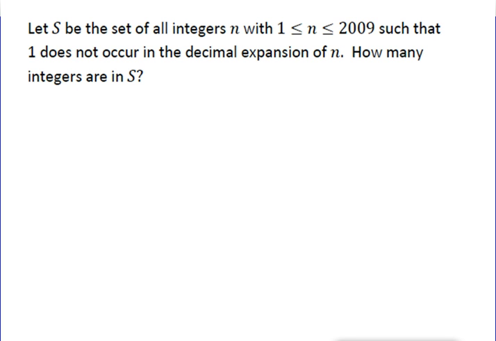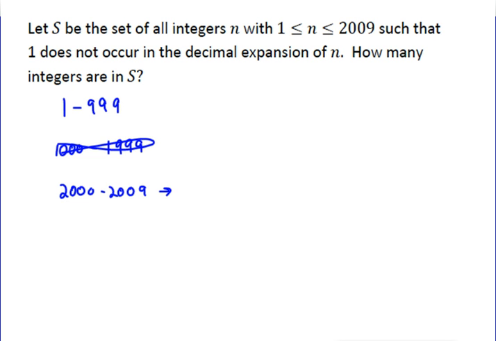First off, there really are three categories. Your three categories are from 1 to 999, 1,000 to 1,999, and then finally 2,000 to 2,009. Now, for the 1,000 to 1,999 category, there are 0 that don't have a 1 in it. All of them have a leading 1, and so you can just throw those out the window. For 2000 to 2009, there's 10 numbers that are represented there, and only one of them, 2001, has a 1. So we know we have 9 numbers from 2000 to 2009.